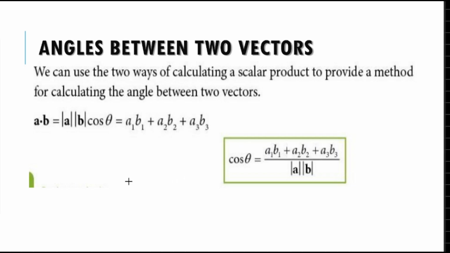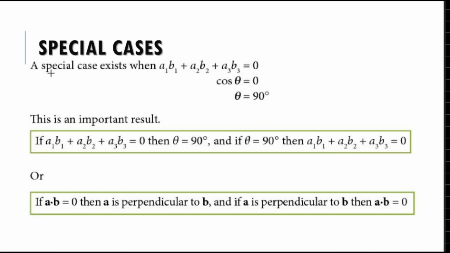Theta is the angle between two vectors, and if theta is equal to 90 degrees, that means the vectors are perpendicular. So special cases: if the dot product is equal to 0, then theta is 90 degrees. So that means the vectors are perpendicular to each other. If a dot b equals 0, then the vectors are perpendicular to each other.